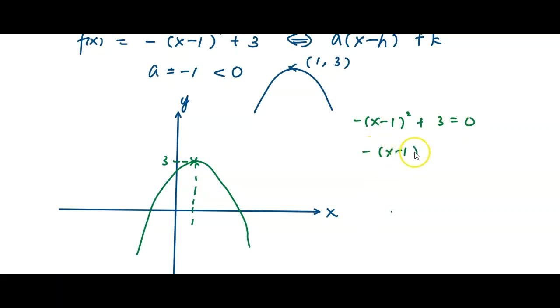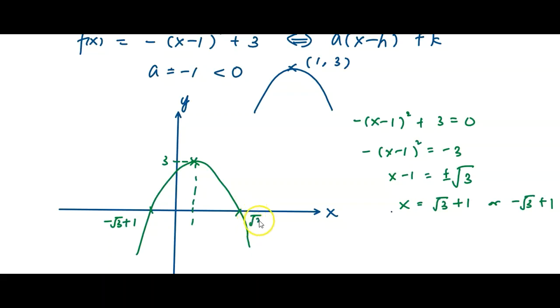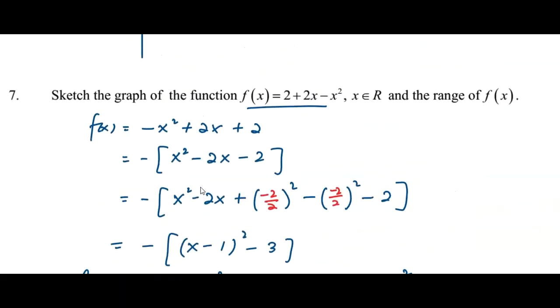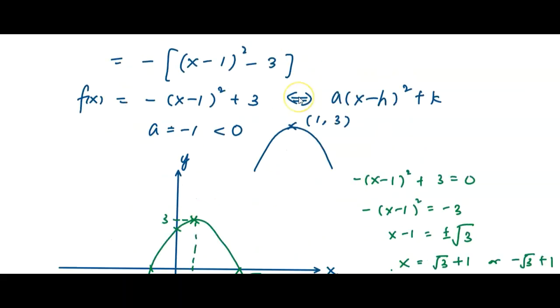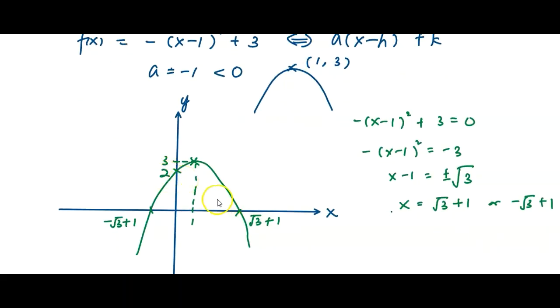Putting your y equal to 0 and solving it, we will have x minus 1 equals positive or negative root 3, and x equals root 3 plus 1 or negative root 3 plus 1. So here will be your negative root 3 plus 1, and this is root 3 plus 1. There is another important point that you need to find out, that is your y-intercept. To find the y-intercept, I just put my x equal to 0, and I got my f(x) equal to 2. So this value is 2.